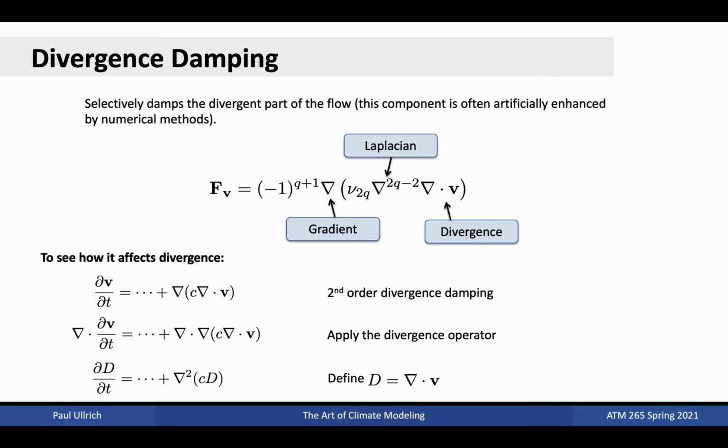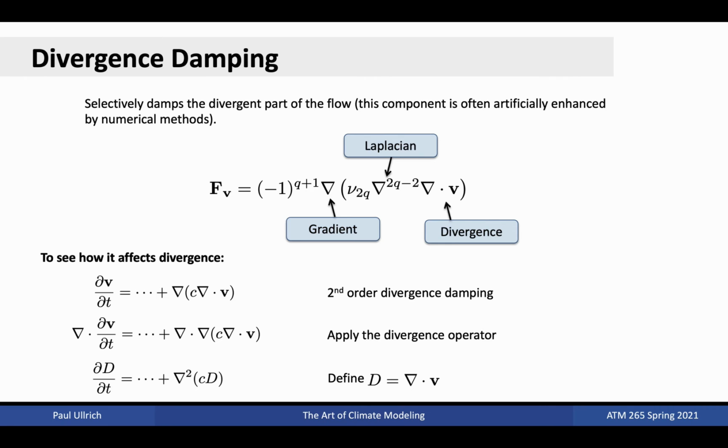The form of these operators for both normal divergence damping, that is Q equals 1, and higher order divergence damping, Q greater than 1, are shown here at the top. The bottom of this slide shows how the divergence damping operator targets the divergence. Consider the horizontal velocity update equation as shown here in the first line, with an added second-order divergence damping term. Note that in this case, the operator is written as the gradient of the divergence, as opposed to the divergence of the gradient, as one would expect with a standard diffusion operator.